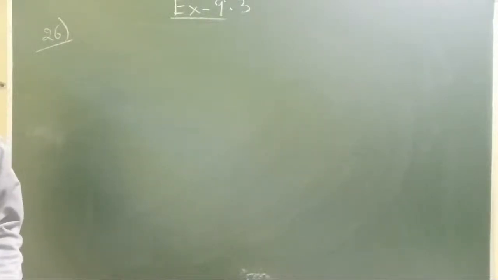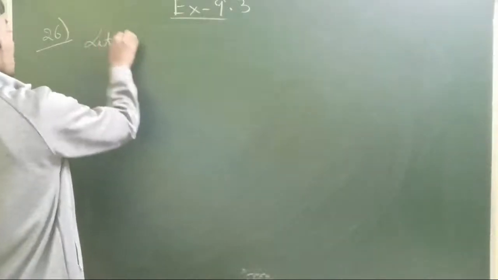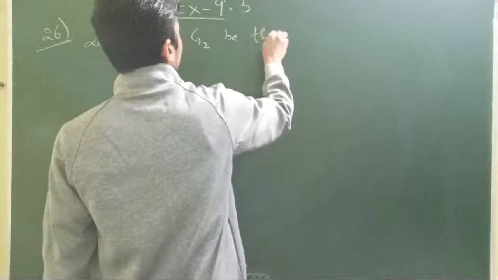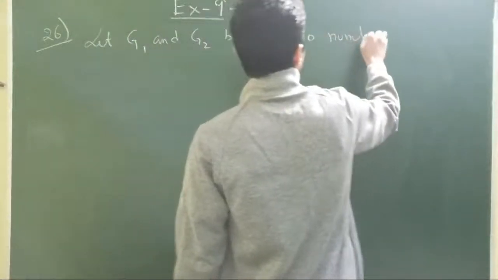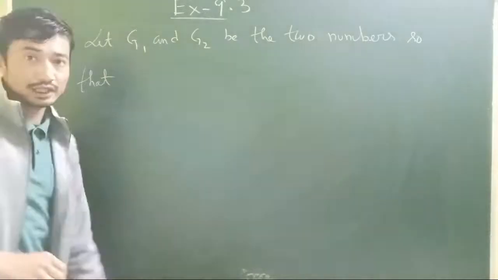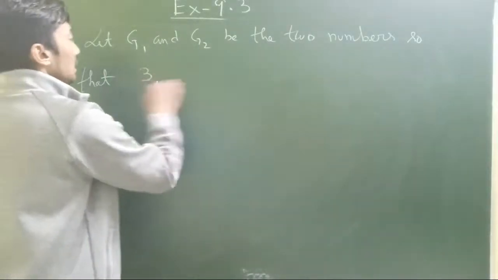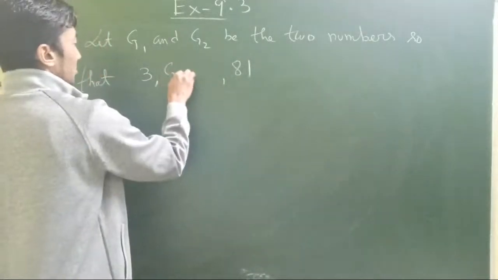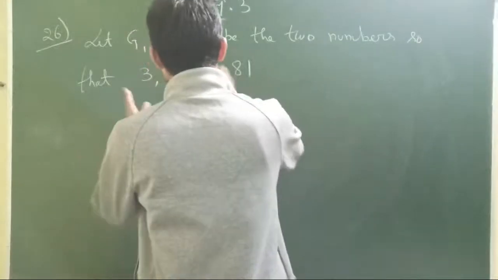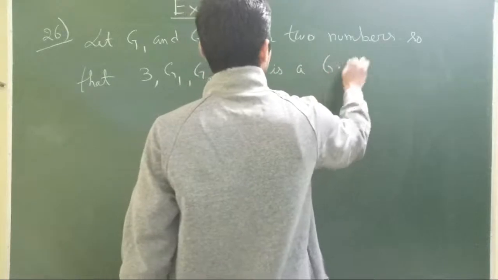Question number 26. Insert two numbers between 3 and 81 so that the resulting sequence is a GP. Let G1 and G2 be the two numbers so that, as per the question, what does it say? Insert two numbers between 3 and 81. So we are assuming G1 and G2 to be the two numbers to be inserted between 3 and 81, so that these 4 terms are a geometric progression.